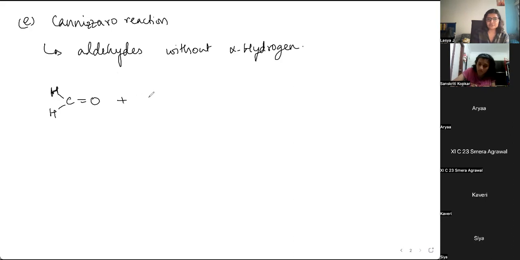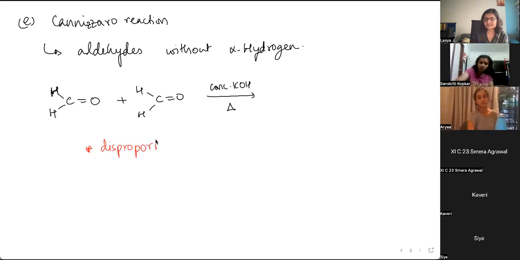So when you make this react with concentrated alkali, for example concentrated KOH, this will undergo a disproportionation reaction. Do you guys remember the definition of disproportionation? What is a disproportionation reaction? Quickly. One reactant will give several products. Specifically, what happens to that single reactant? How is it different? It undergoes reduction and oxidation. The same species undergoes reduction also and oxidation also.